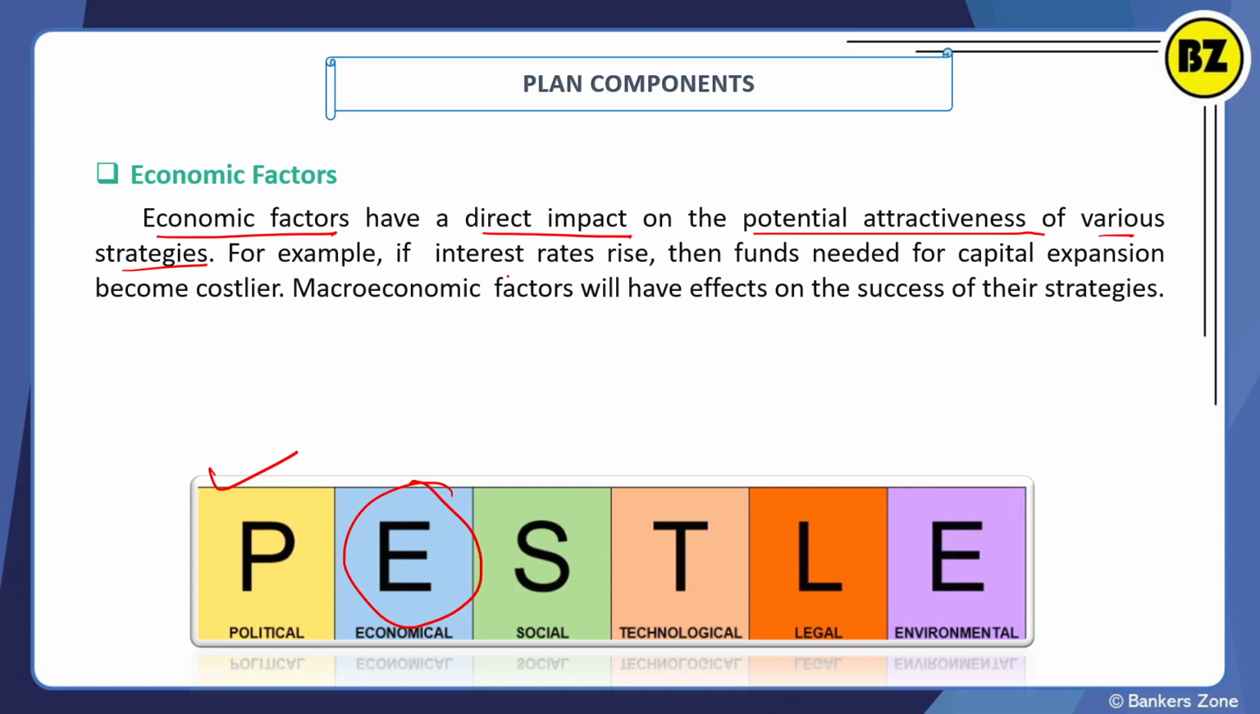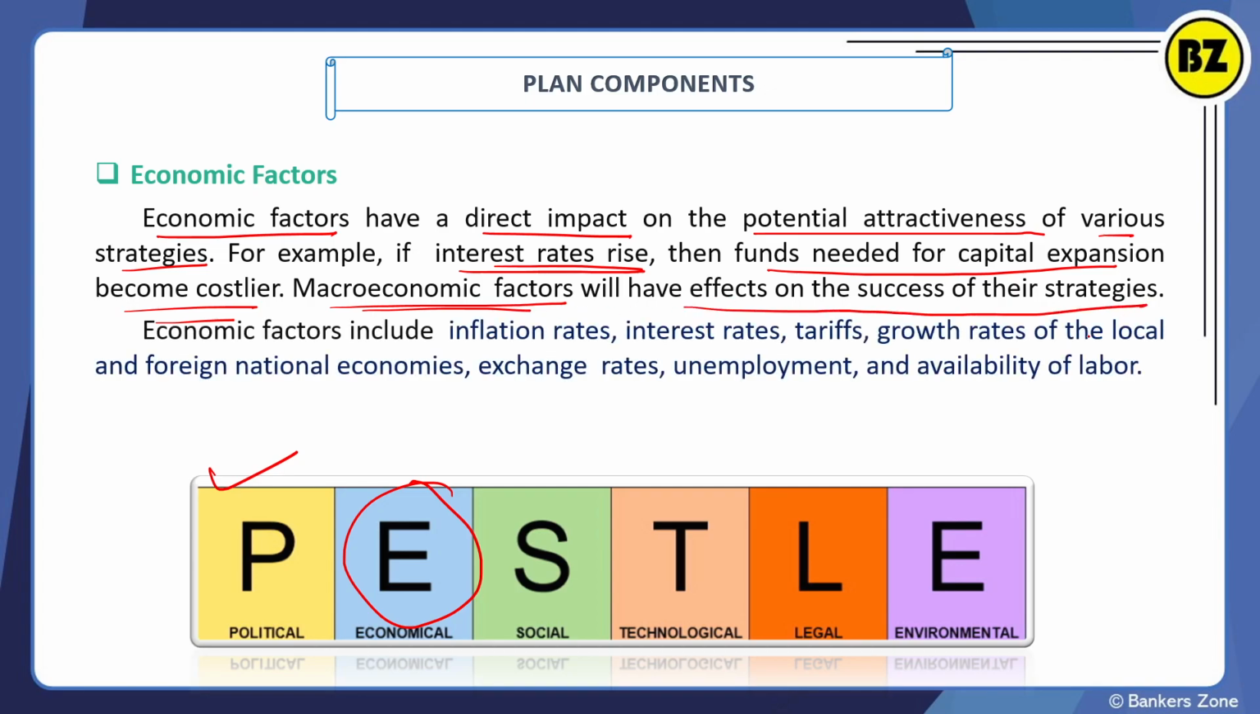For example, if interest rates are high, then funds needed for capital expansion become costlier, right? So macroeconomic factors mean unemployment, or the GDP of the country, which will have an effect on the success of the strategy. Economic factors include inflation rate, interest rate, tariffs, growth rate of the local or foreign national economy, exchange rate of that country, unemployment in the country, and availability of labor. So these are the economic factors.